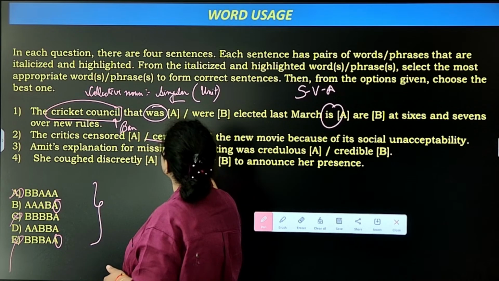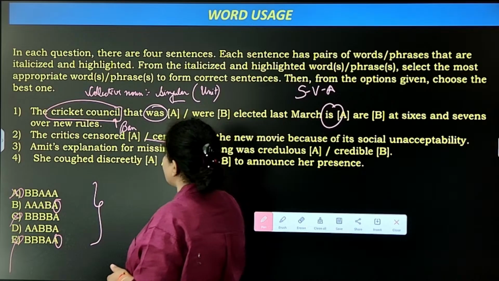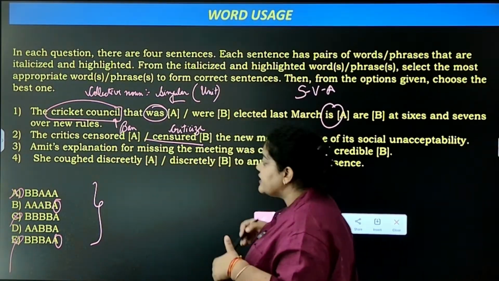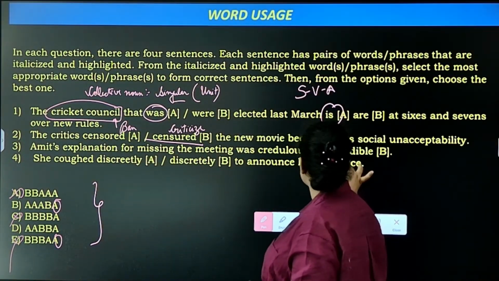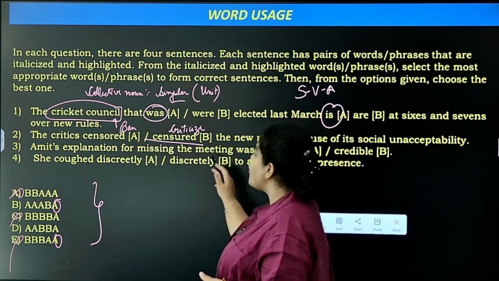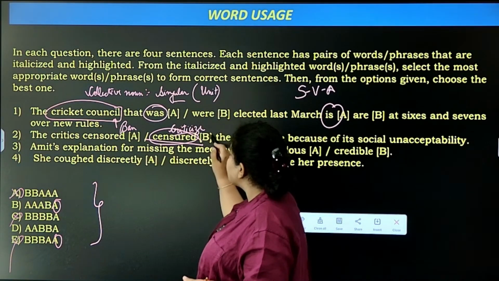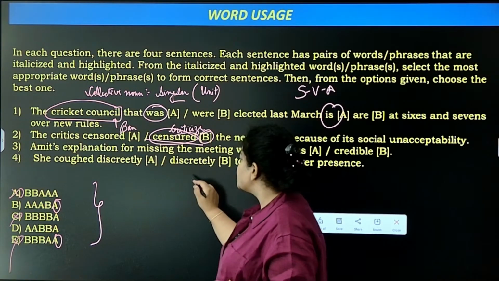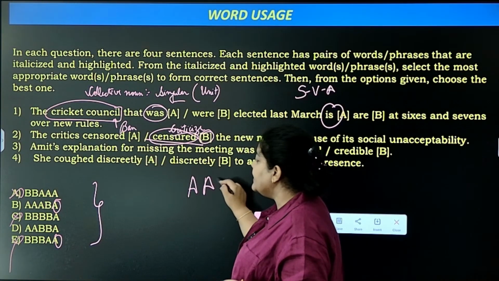Censure is basically criticize. Okay, so the critics ने क्या किया होगा? बैन कर दिया होगा the new movie. Okay, critics ने क्या किया होगा? उसको criticize. So the correct answer here is B. So what we have got so far is that A, B.